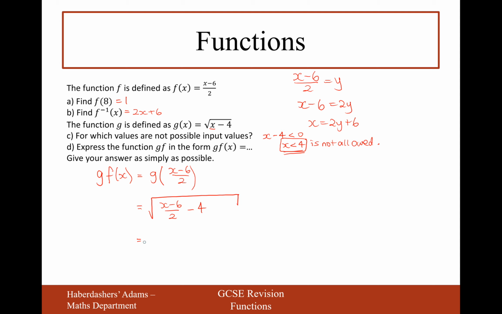Take away 4. And then the next thing will be to simplify the answer, so it's going to be x minus 6 over 2 minus 8 over 2. I've done that so that I can now subtract the two fractions, one from the other. So it's going to be x minus 6 minus 8, so that will be x minus 14 over 2. And there we are, that's the simplified answer of gf of x.